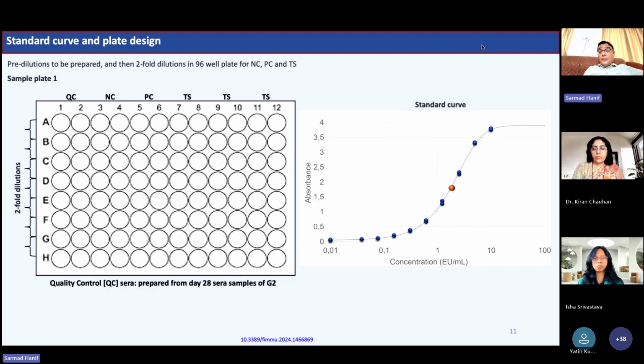This is reverse vaccinology. Otherwise, the second thing is, if you don't know about the antigen, then you use bioinformatics right from scratch. Dr. Isha, you can interrupt me anywhere because you are an expert on bioinformatics. I don't know much.